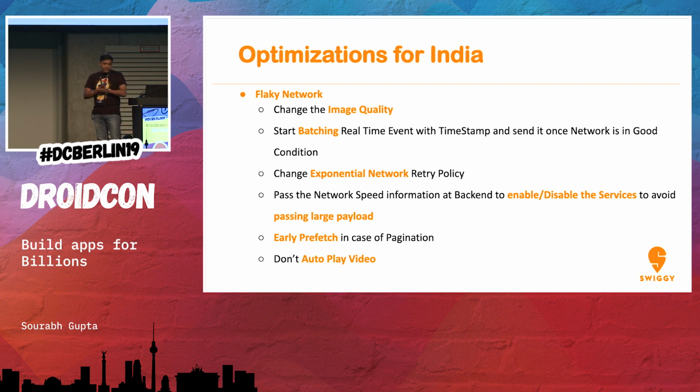We have done some optimizations specifically for India. So why India? We have seen flaky networks in India. People use the app on 2G, 3G, 4G, Wi-Fi. So we have done some more optimization on top of it for India. We change the image quality based on your network.